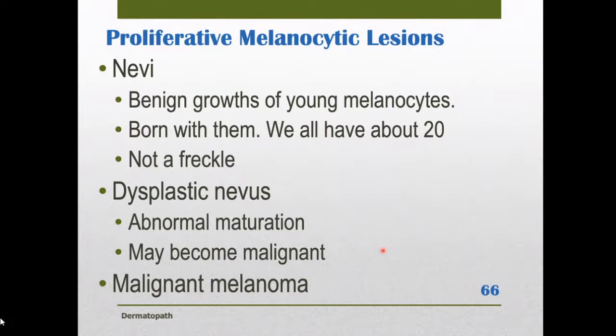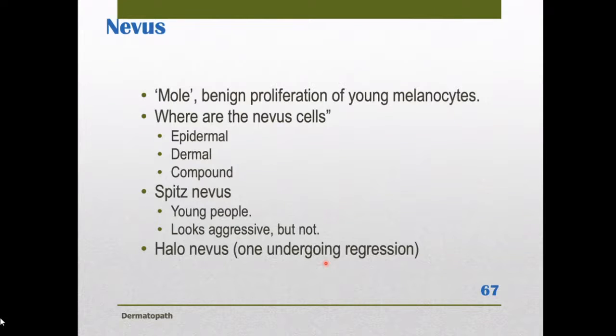So some people are born with nevi. Others develop them during their growth. So there are dysplastic nevi and then malignant melanoma, or just melanoma. A nevus is the benign proliferation of young melanocytes. Where are the nevus cells? They can be seen in the epidermis, in the dermis, or compound, meaning in both at the same time, cells in the dermis and in the epidermis.